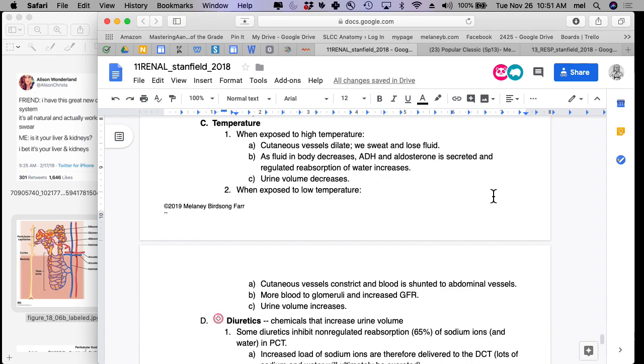Okay. What about when you're cold? When you're cold, you do peripheral vasoconstriction, which increases the pressure in this body cavity. And as you increase the pressure in this body cavity, which thing is impacted? Filtration, reabsorption, secretion. Filtration, yes. You increase the GFR. So your cutaneous vessels will constrict and blood is shunted to your abdominal vessels. More blood goes to the glomeruli, increased GFR, increased urine volume. It's irritating, isn't it? Yes?